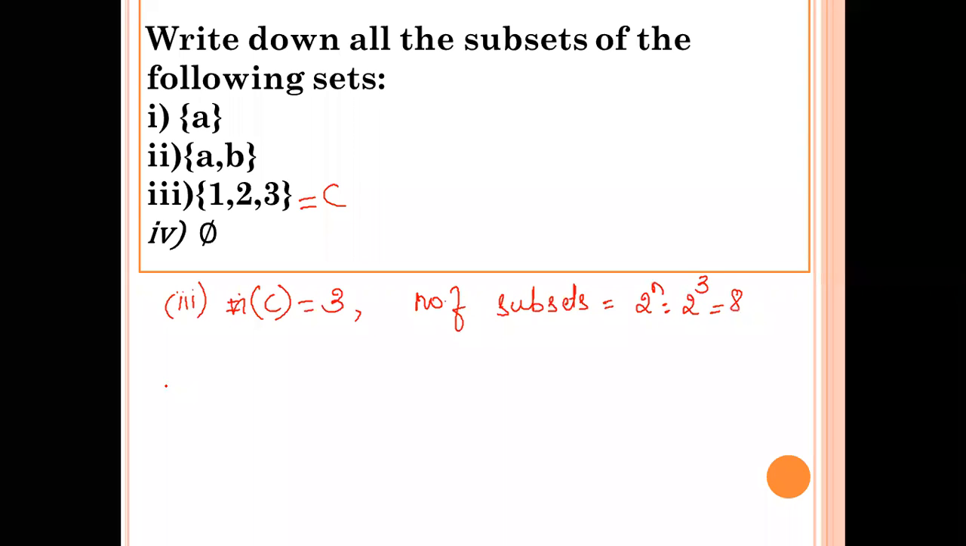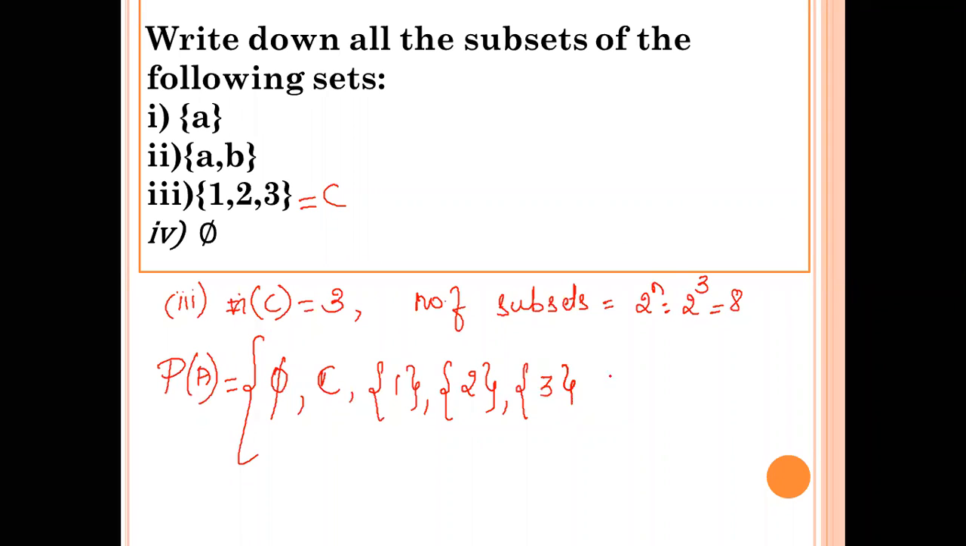So you have to write it in the form of the power set: empty set, set C, and then singleton 1, singleton 2, singleton 3. So in total I have 5. Which are the 3 more subsets of set C? Yeah, 1 comma 2. Yes, good. Then 2 comma 3. Good, students. And then 3 comma 1.